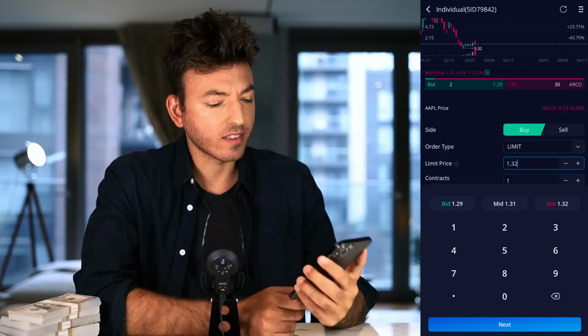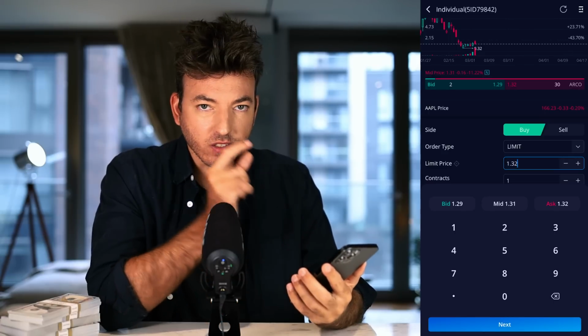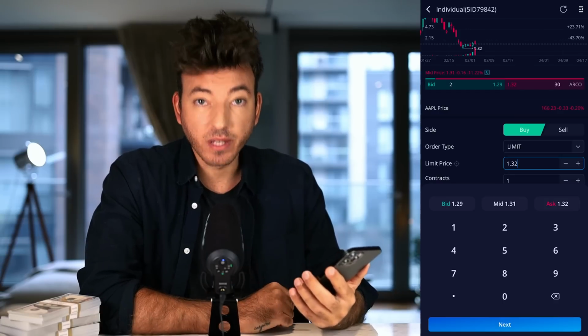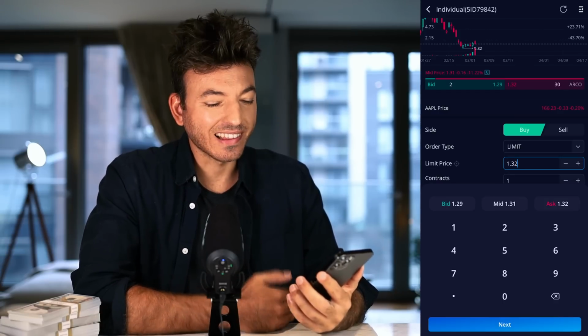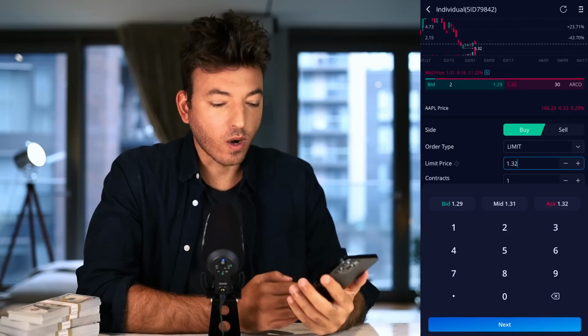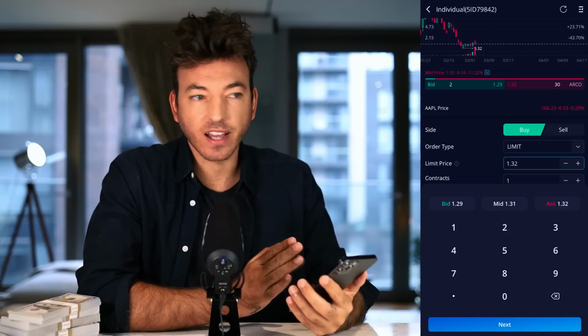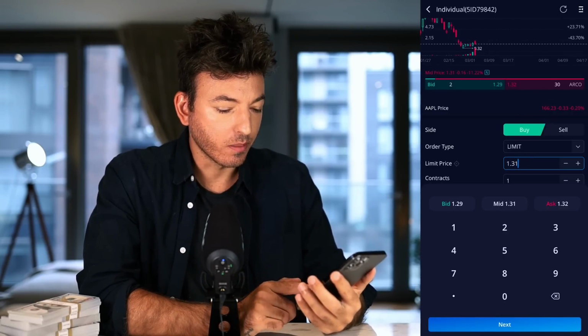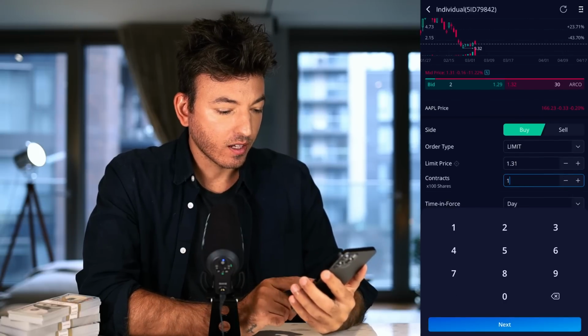Now, in a situation like this in Apple, the bid-ask spread is very tight together, so you're not going to have trouble getting filled if you click the mid price, right? But in certain situations, in less liquid stocks, you might want to go more towards the ask side, what people are asking, to get filled right away. But for now, I'm going to go with the mid price and click next.